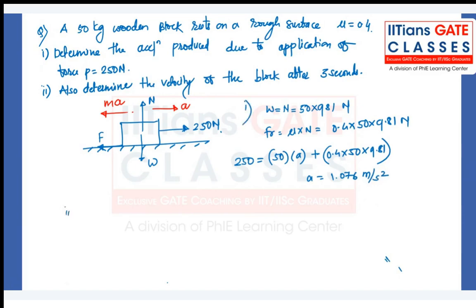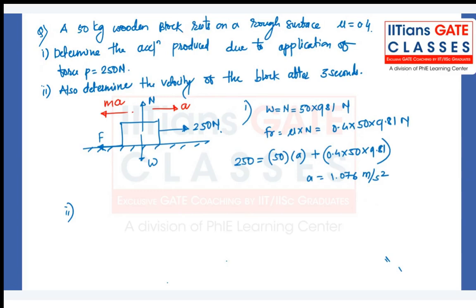Velocity after 3 seconds, anyone? No, velocity is... yeah, 3.22 is the correct answer, because the body is initially at rest, and you can clearly see it rests on a horizontal surface, and with this acceleration it is moving afterwards. So the initial velocity of the body is zero.